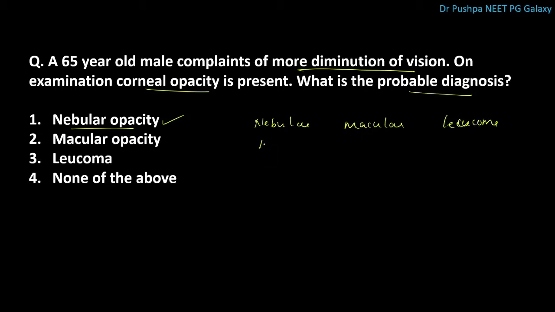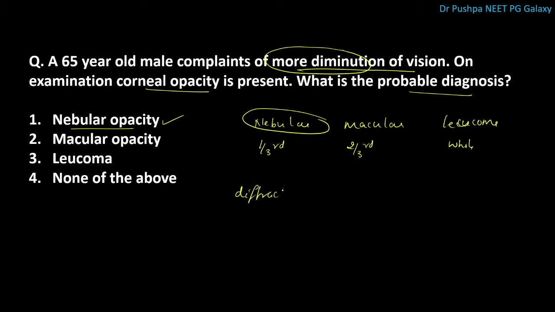In nebular, there is 1/3 of stromal involvement. In macular, almost 2/3 of stromal involvement. In leucoma, whole stroma is involved. In this question, they have given more diminution of vision. Among these 3 options, there is more diminution of vision in nebular type. In this nebular, there is only 1/3 of stromal involvement, but there is diffraction of light. That's why there is more diminution of vision than in leucoma.